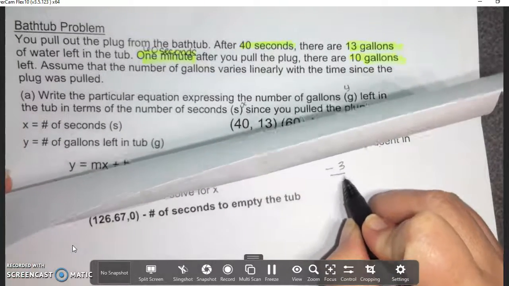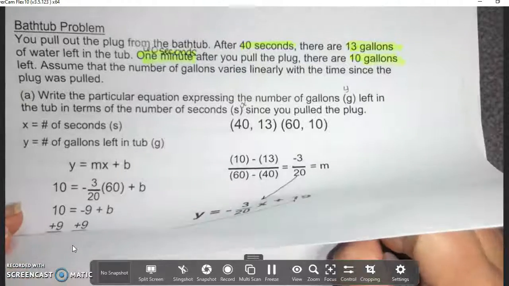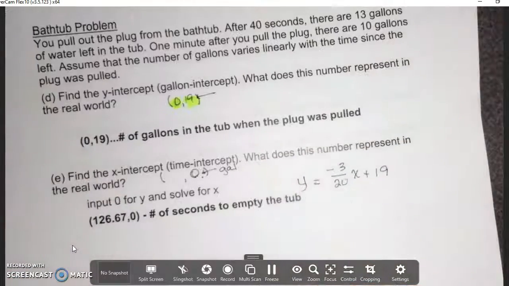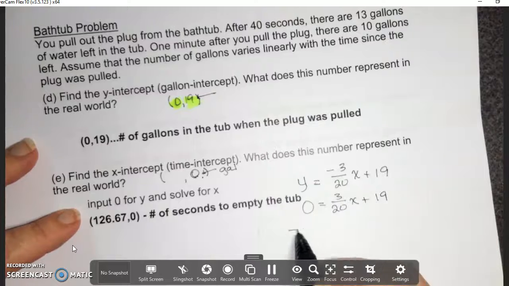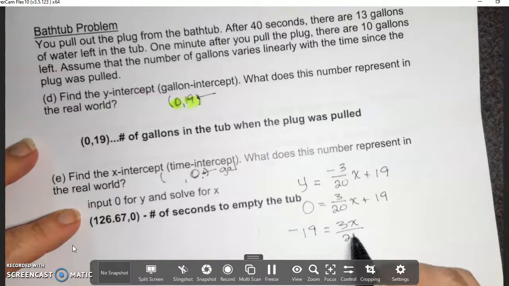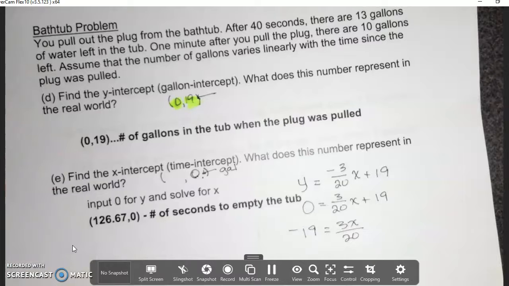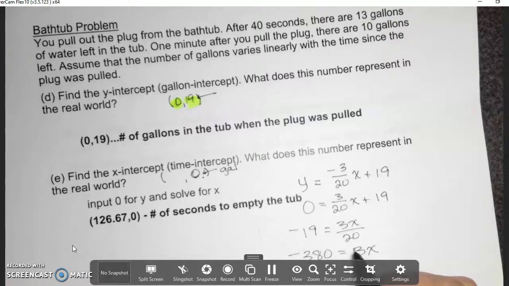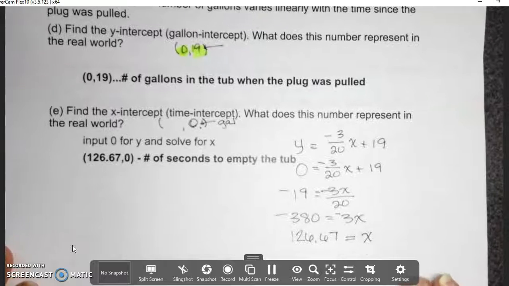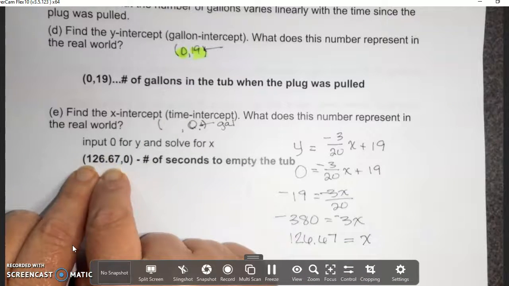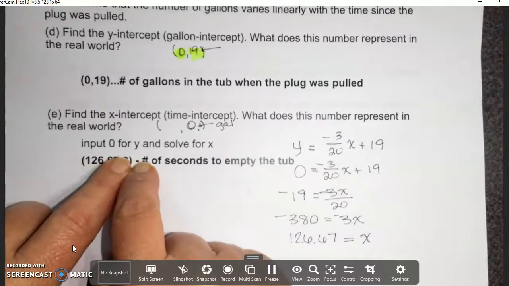Negative 3 over 20 x plus 19. So you're going to put 0 in for Y. And you get 126.67 equals X. Okay, so your X is what? Seconds. So that's the number of seconds it takes to empty the bathtub.